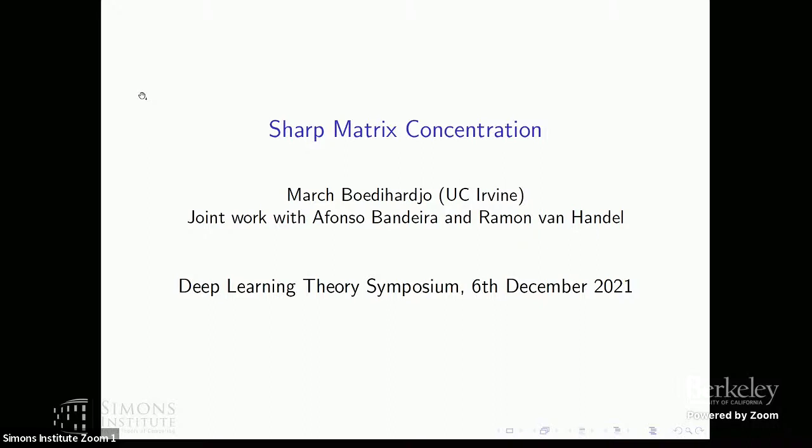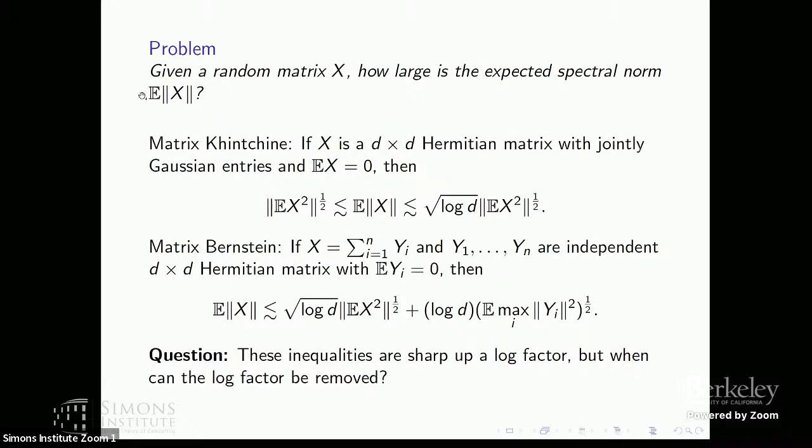All right, so today I'm going to talk about some sharp versions of matrix concentration inequalities. Some motivation: start with this very general problem. Suppose we're given a random matrix X, how large in general is the spectral norm of X? There's some well-known results about this. There's a very classical result, the matrix Khintchine inequality.